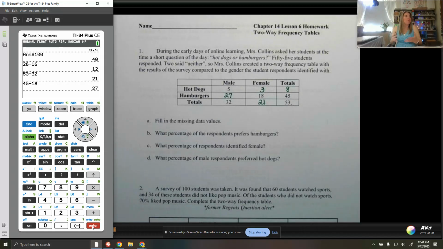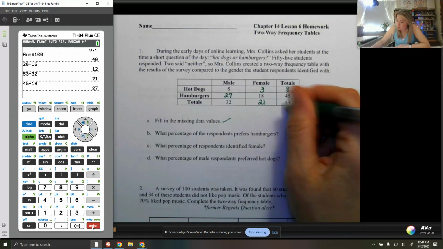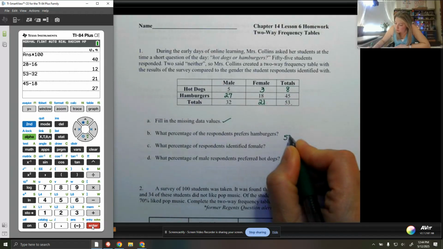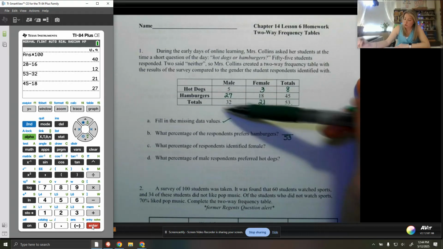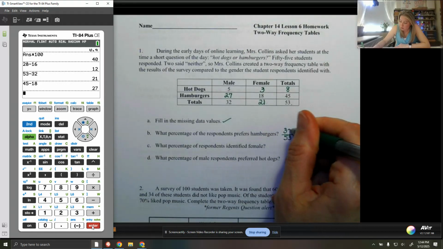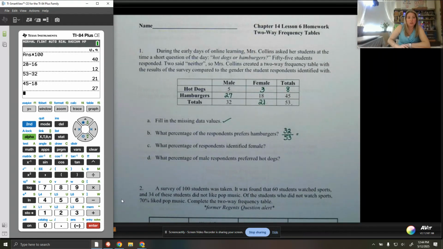And so before, part of the Regents question has actually just been to fill in the table. So we do want to make sure we can fill in the table, which we just did. Now, what percentage of the respondents preferred hamburgers? Well, there were 53 total people who responded, and preferring hamburgers was 32 of them. I think we're going to come up with a fairly large percentage on that front. So 32 divided by 53 times 100.